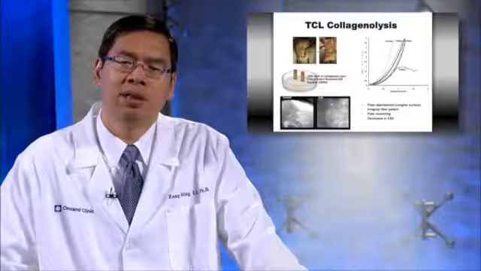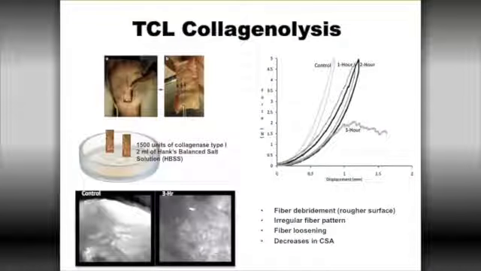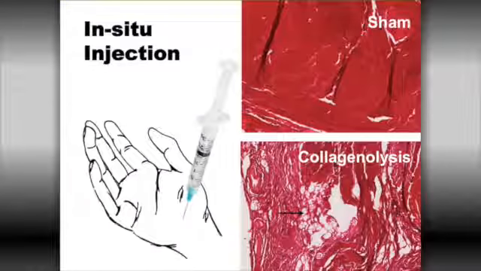One idea is collagenolysis, enzymatic degradation. We took TCL and divided it into multiple strips, then submerged them in collagenase solution. The samples were tested at different time points to show tissue degradation and decrease in mechanical properties. We also did an in situ collagenase injection in cadaveric hands. The ligament was dissected out for histological examination, showing here the fiber breakage, dissolution, and the irregular alignment.